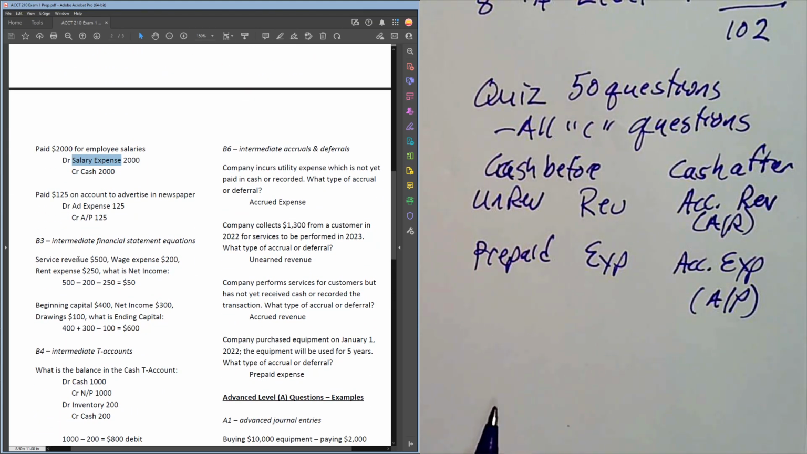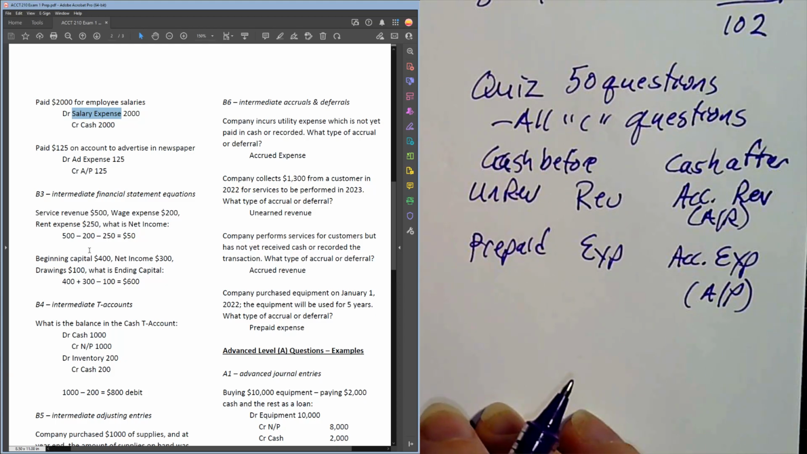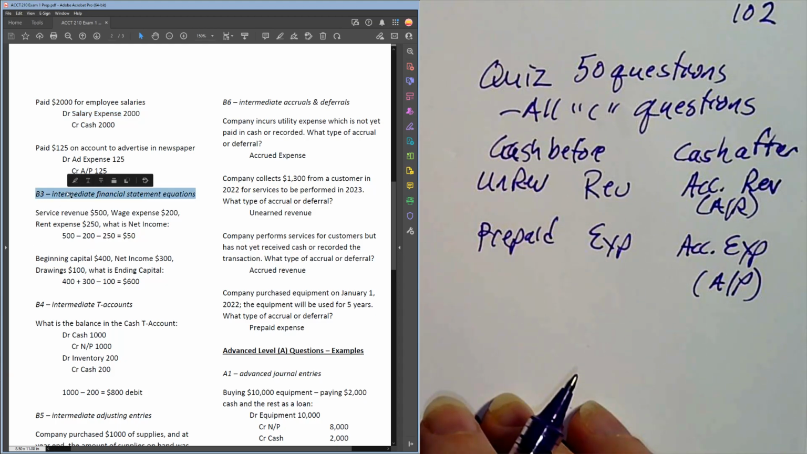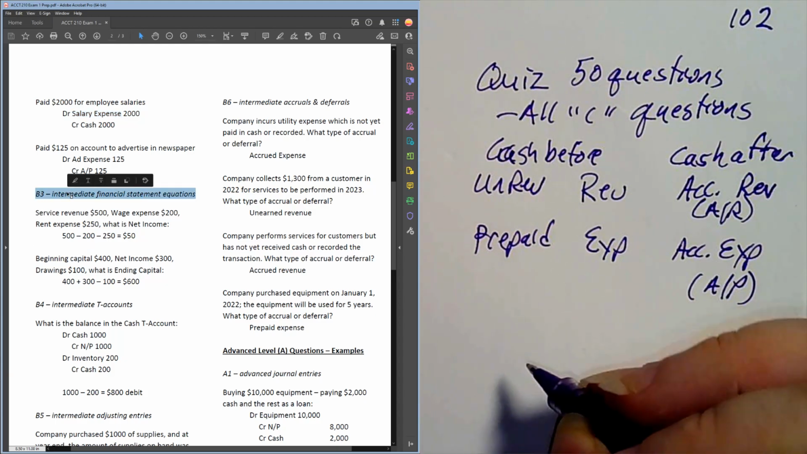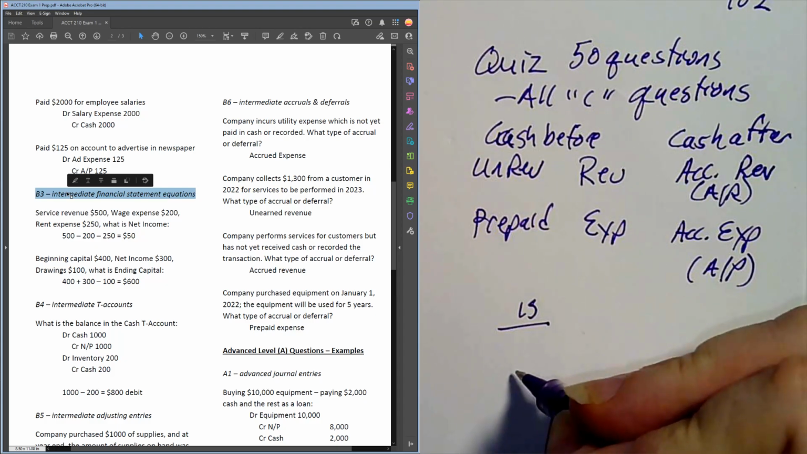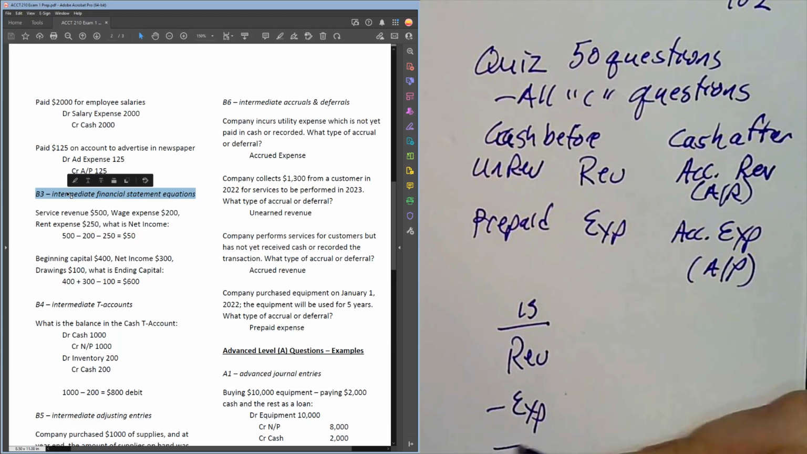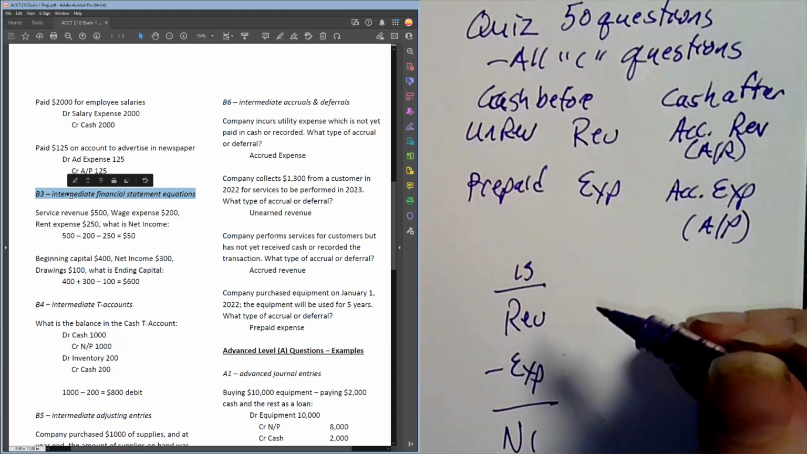And I will mention that this is all multiple choice. There are a couple of true false questions. Intermediate financial statement equation. All this is testing you here is that you know the financial statement. For example, this one would be the income statement, which is revenue minus expenses equals net income, and I'm giving you just the basic information.